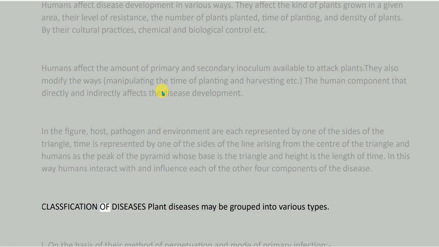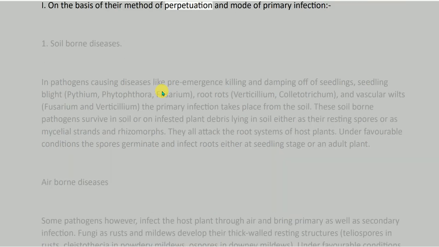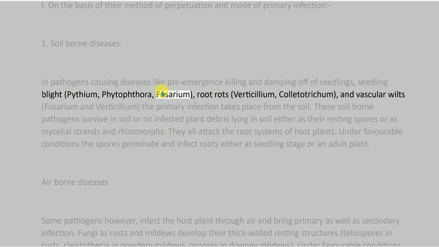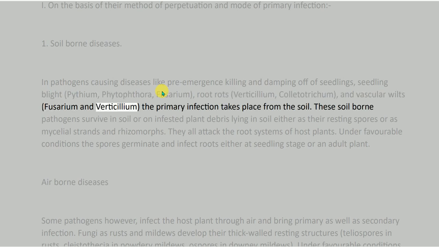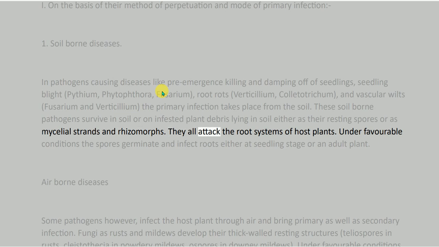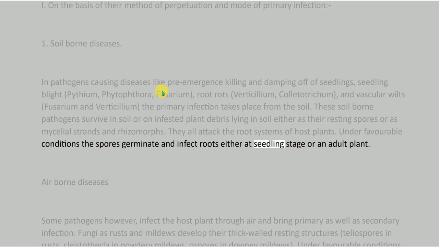Classification of diseases. Plant diseases may be grouped into various types on the basis of their method of perpetuation and mode of primary infection. 1. Soil-borne diseases. In pathogens causing diseases like pre-emergence killing and damping off of seedlings, seedling blight, Pythium, Phytophthora, Fusarium, root rots, Verticillium, Colletotrichum, and vascular wilts, Fusarium and Verticillium, the primary infection takes place from the soil. These soil-borne pathogens survive in soil or on infested plant debris lying in soil either as resting spores or as mycelial strands and rhizomorphs. They all attack the root systems of host plants. Under favorable conditions the spores germinate and infect roots either at seedling stage or in an adult plant.